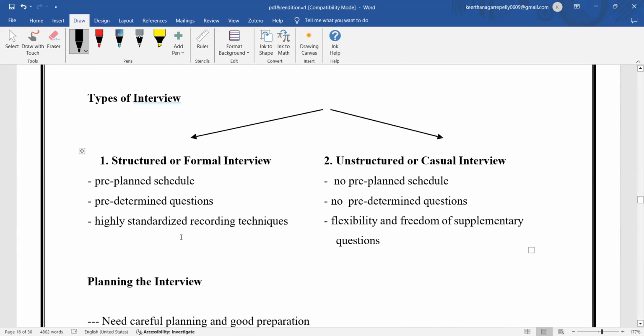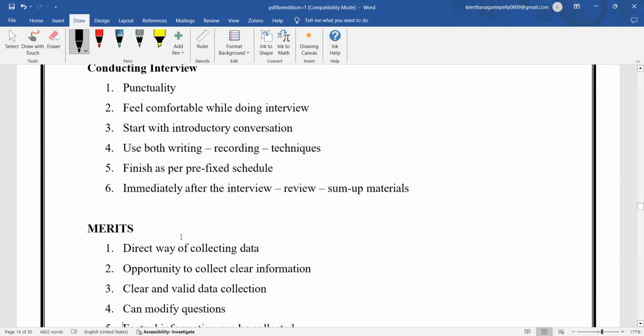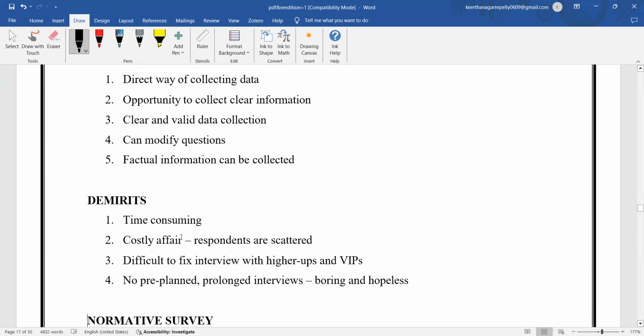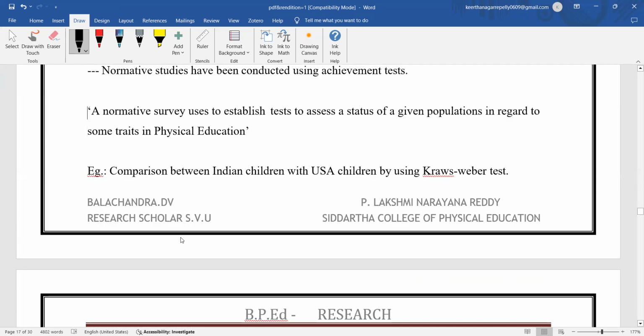The interviewer and the interviewee have to meet in person to get the data in the data collection. Structured is pre-planned, predetermined, highly standardized. Unstructured is not pre-planned, not predetermined. That is all about the types of interview. And next are the merits and demerits, which are also given. Next is the normative survey.